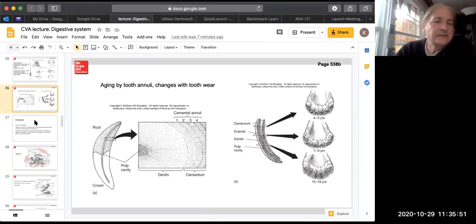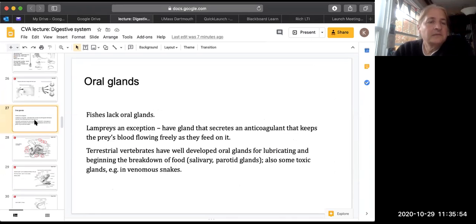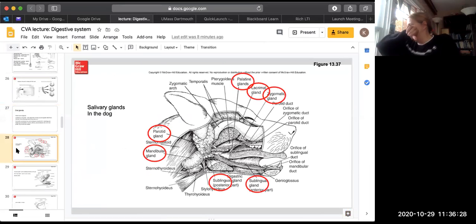Okay, so the next part is the oral glands. Along with grinding, biting, and the initial processing of food, the oral glands start breaking down. They're adding enzymes to the buccal cavity to lubricate and start the breakdown of food. So these are a whole bunch of salivary glands. Some oral glands produce toxins for immobilizing prey.